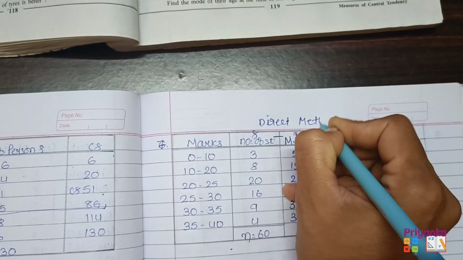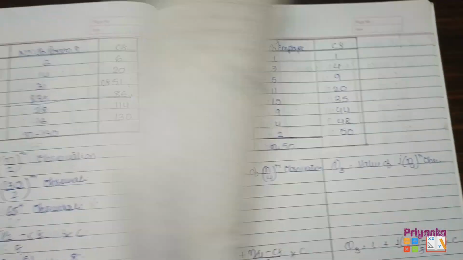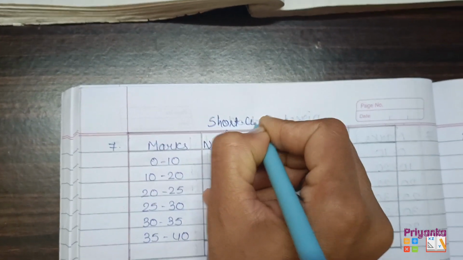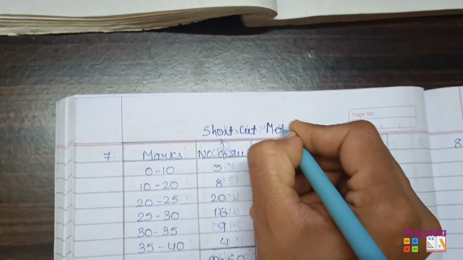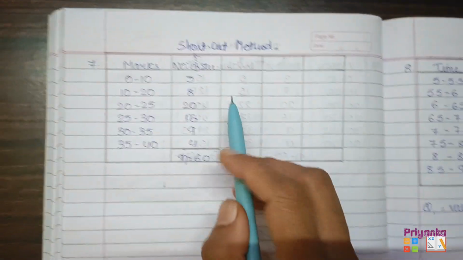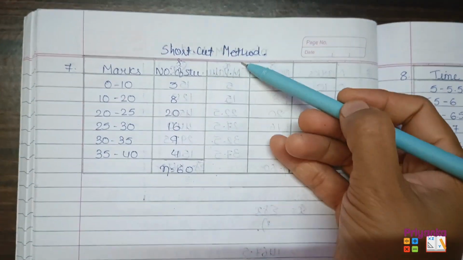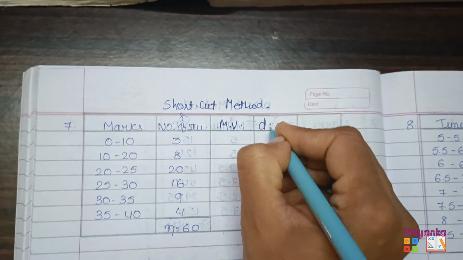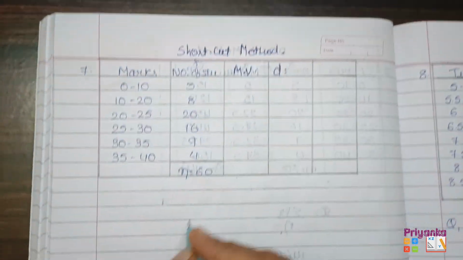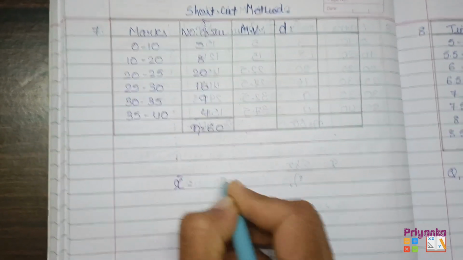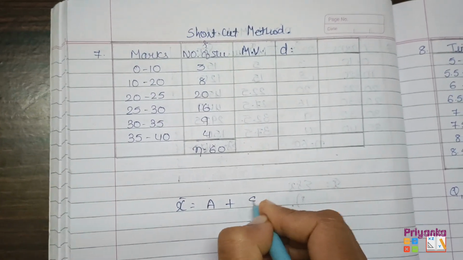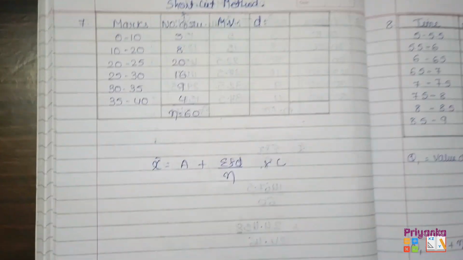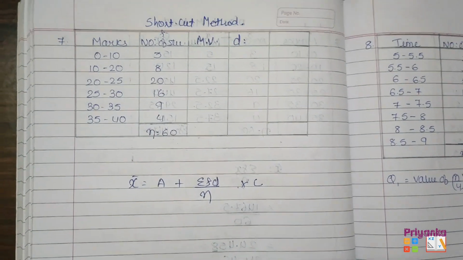Now I will show you the same question in the shortcut method, because in some schools they prefer the shortcut method and in some schools the direct method will do. Now here in the shortcut method again we'll find out the mid value, and out of this we'll find out D, and then as you can see the formula of mean is assumed mean plus sigma fd divided by n into c. That's the formula of the shortcut method.